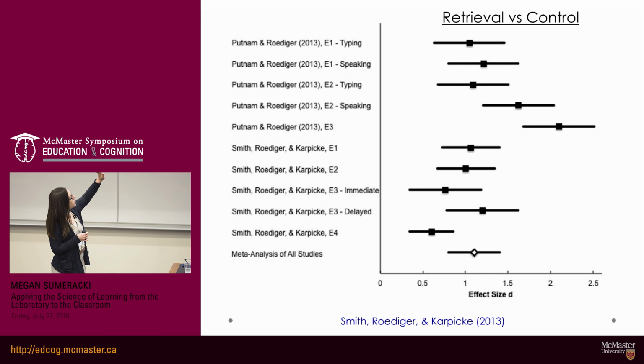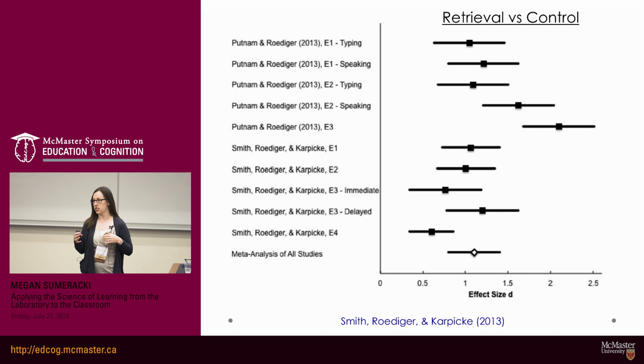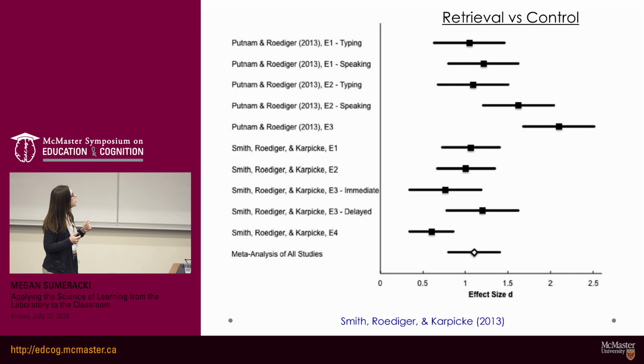So in any case, we looked across a number of experiments and said, well, what is the effect size of retrieval compared to this control? When we bring information to mind compared to just restudying, what does that look like? And you can see across a number of studies, the effect size is pretty big. All of them find effects of retrieval practice.